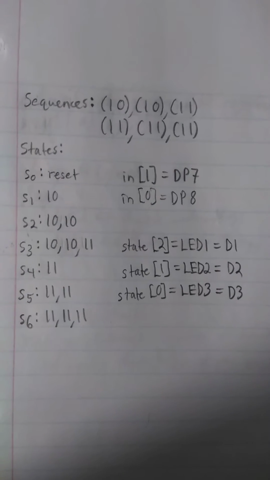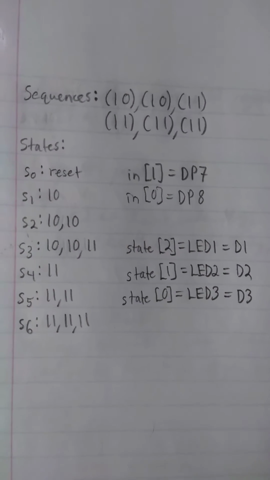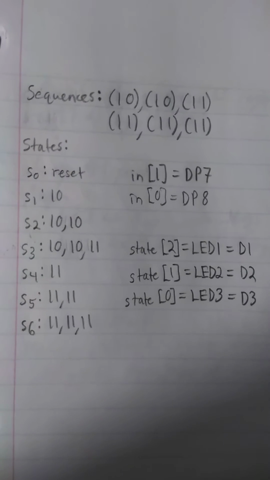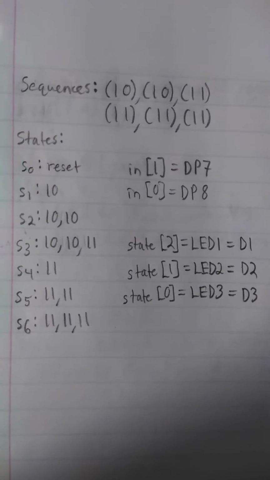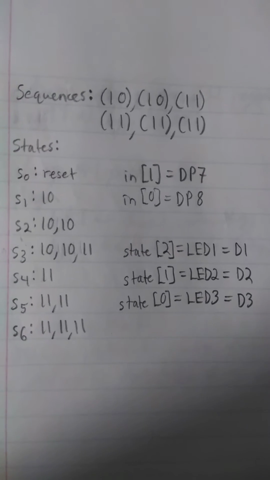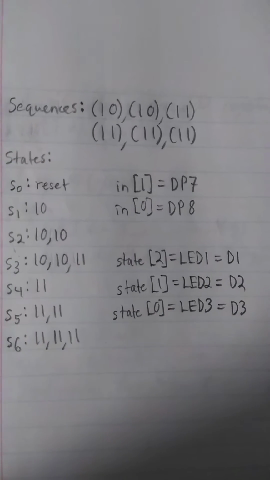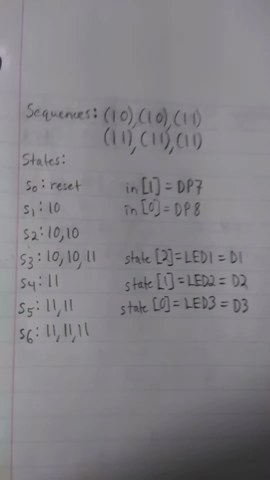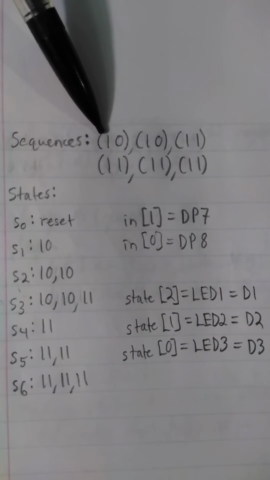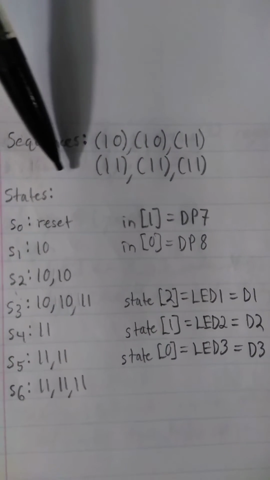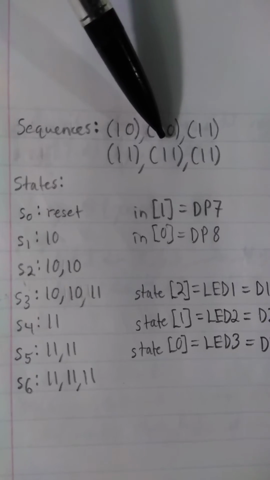Hello, I am Nicholas Roshiti, and today I will be demonstrating a Mealy machine, specifically a sequence detector on a Numato Spartan 6 FPGA. Specifically, I'm trying to find these sequences here of 1 0 1 0 1 1 and 1 1 1 1 1 1.